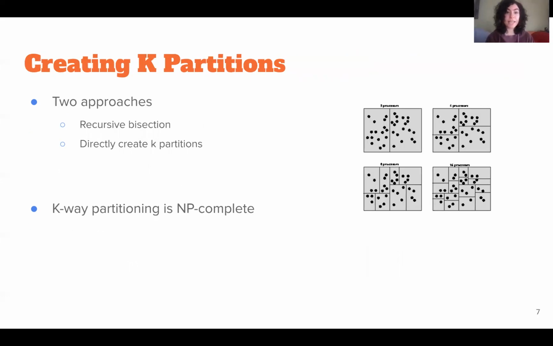There are two ways to get k-way partitioning. One is to do a recursive bisection, and another way is to directly create k partitions. In Bipart, we use recursive bisection. It is also important to mention that k-way partitioning is NP-complete, so all the algorithms are basically just heuristics.